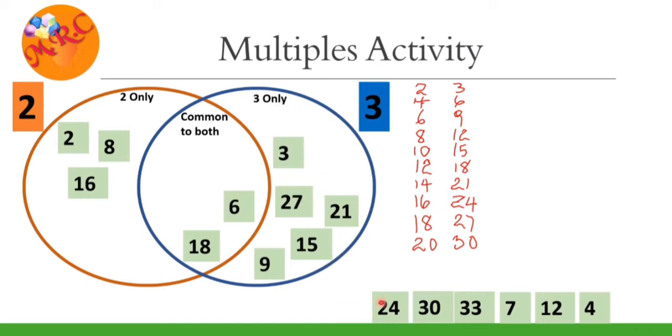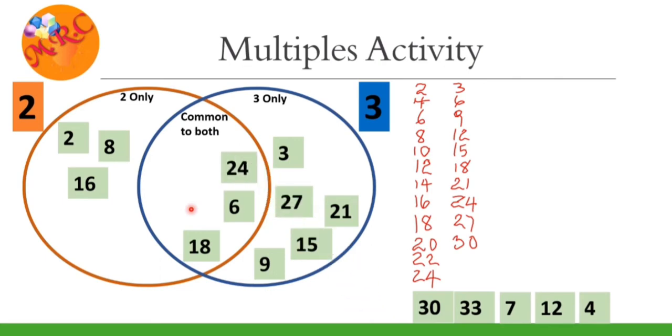And then when you come to the 24, you can have them extend here, 22, 24, and looking at this, they will realize that 24 is a multiple of 2 and also a multiple of 3. So 24 is common to both.